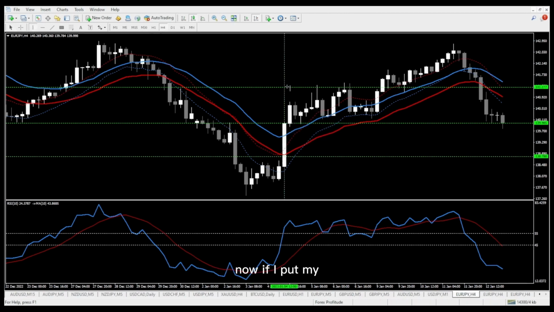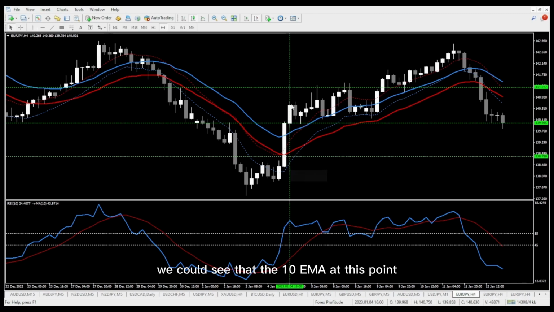Now, if I put my vertical line on this candle, we can see that the 10 EMA at this point is below the current stop loss. So I don't want to do anything just now. I don't want to manage the trade yet because that 10 EMA means I would have to widen the stop loss. And that is something you do not want to do when you're in a trade. Once that stop loss is placed, it is put in the appropriate position. You by no means should be making that stop loss bigger. So if the 10 EMA is further away than the stop loss is, then we don't do anything. We just keep that stop loss where it is.